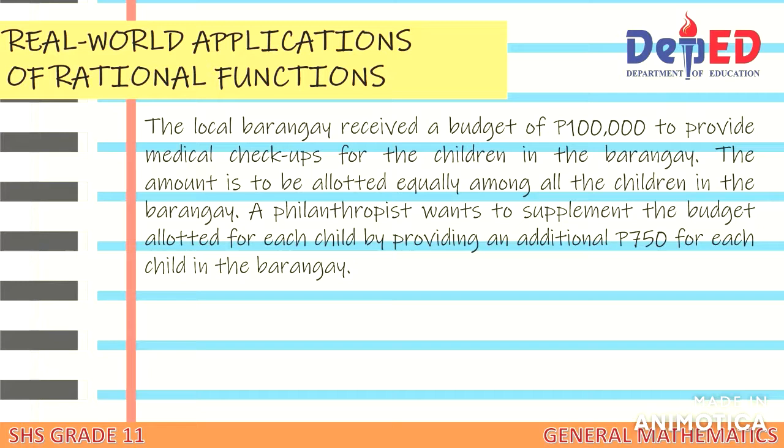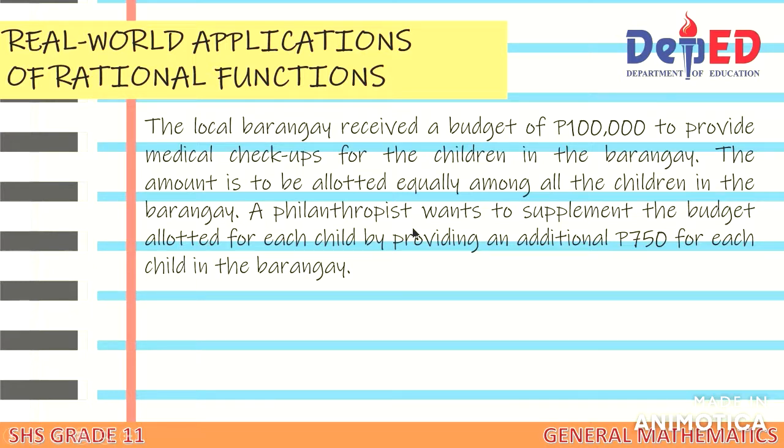So next example. The local barangay received a budget of 100,000 pesos to provide medical checkups for the children in the barangay. So katulad siya nung problem natin kanina, pero may konting twist. The amount is to be allotted equally among all the children in the barangay. So katulad nga siya nung kanina, pero may nadagdag.